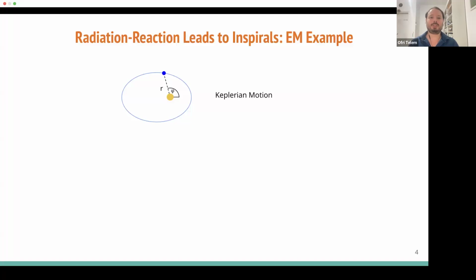So let's start with an example of how radiation reaction works in a simple system. This is just Keplerian motion. Think of Earth around the sun or a classical electron around a classical proton. If you ignore the radiation reaction for a second, you have Keplerian motion in an ellipse. And famously, the trajectory is parametrized in this ellipse form, where P and E are constants of motion. They're functions of E and L, the angular momentum and the energy.